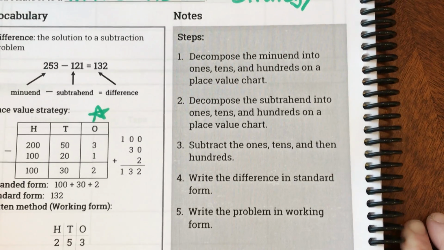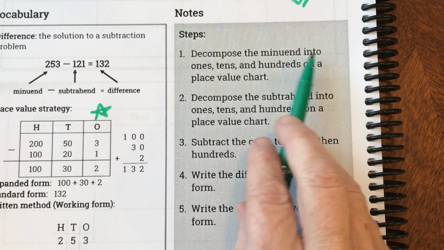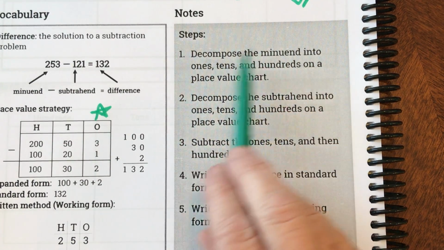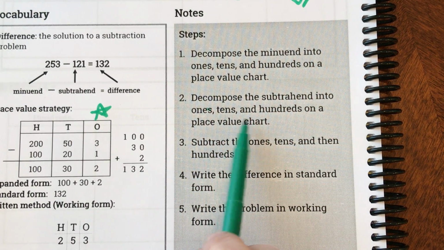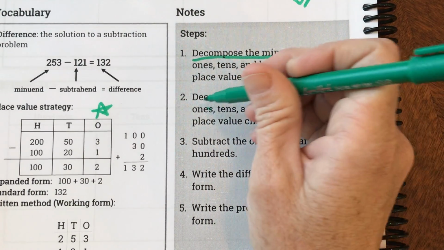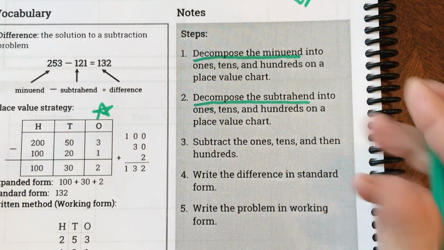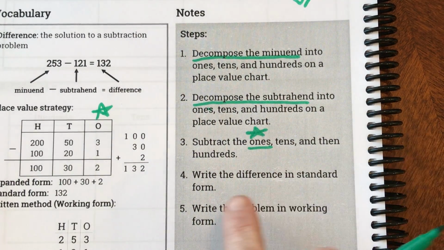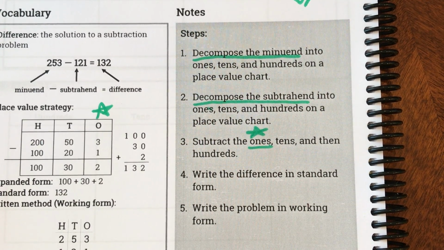Okay, so let's look at our steps. It says first we're going to decompose the minuend into ones, tens, and hundreds on a place value chart. So last time what we did is we drew it. Now we're going to decompose it. And now we're also going to decompose the subtrahend. So we can just say decompose the minuend, decompose the subtrahend, and then we're going to start subtracting. Now remember, when we subtract, it's always the ones first. Then we have write the difference in standard form, and then write the problem in working form.